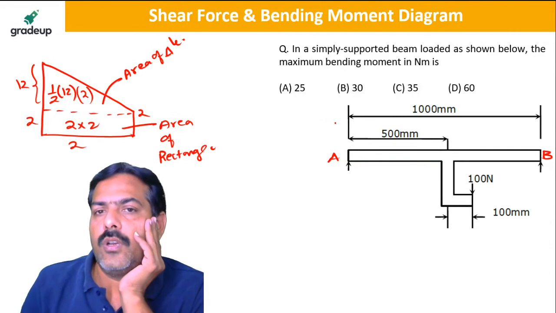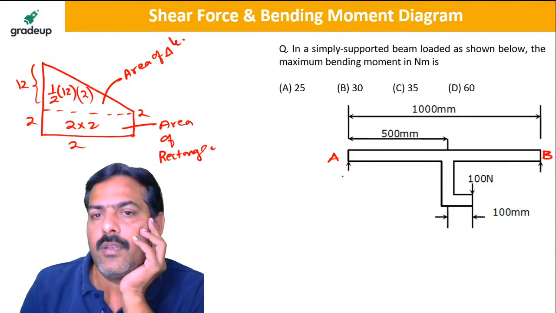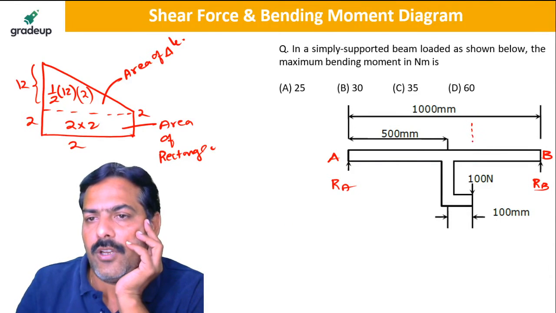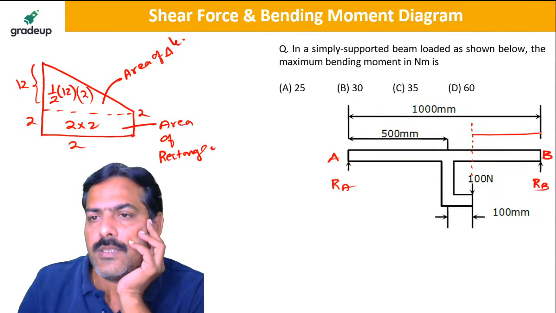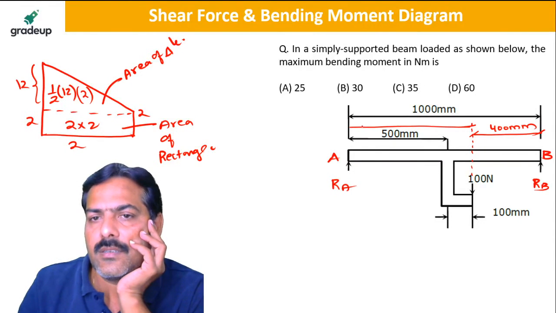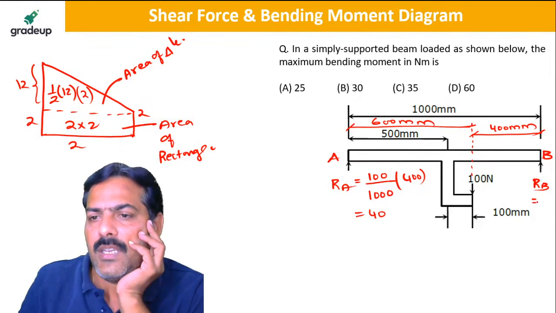Okay. So now for this, what is the answer? This is RA, this is RB, and you shift the load directly onto the beam. This distance is 400 mm, and this distance is 600 mm. So your RA is equal to 100 is the total load, 1000 is the total length, distance of the load from the other end is 400. So the reaction at A is 40, the reaction at B is 60.